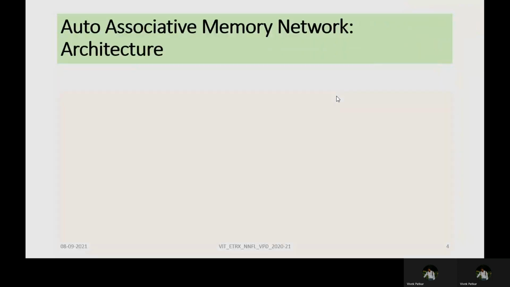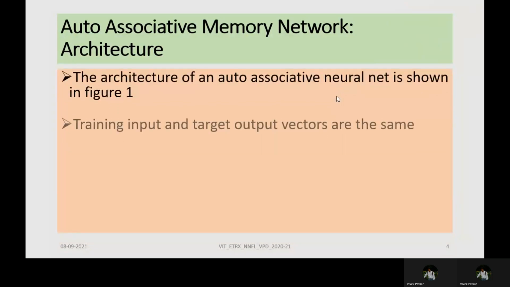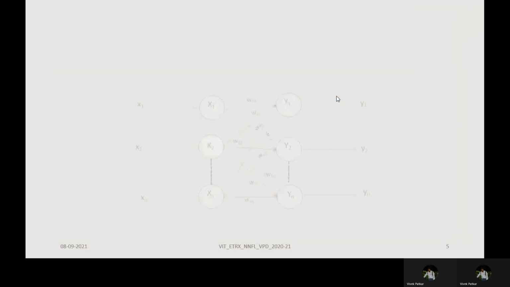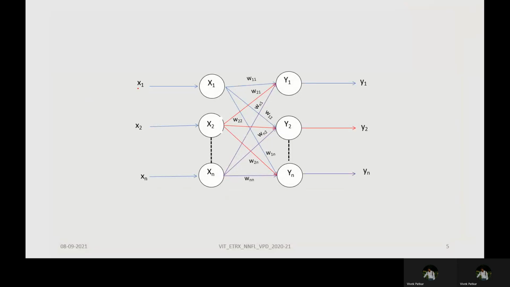Coming to the architecture, it is shown here. Remember, input and output are similar. Input is x1, x2, up to xn. Similarly, output will also be y1, y2, up to yn. That means as many input nodes as output nodes. That is one of the important characteristics. This we give as the test pattern, and this comes out as the response pattern.